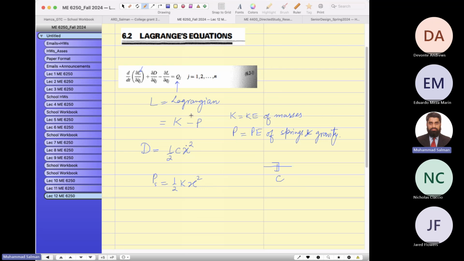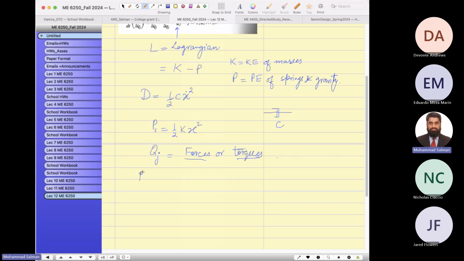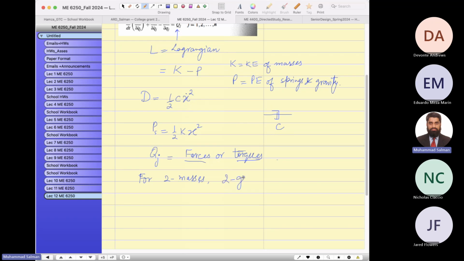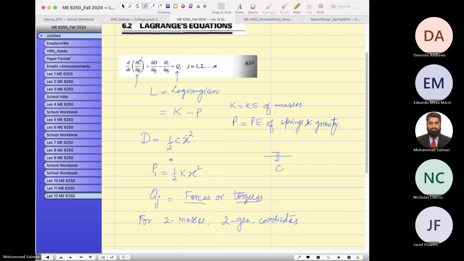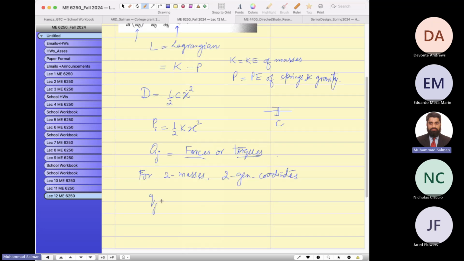And what is this Q, the right-hand side? Q sub j are the generalized forces or torques. Depends: if this is a linear system, these are forces. If this is an angular system, these are the torques. And if you have two masses, you usually have two generalized coordinates. So this q sub j, small q, are what we call the generalized coordinates.